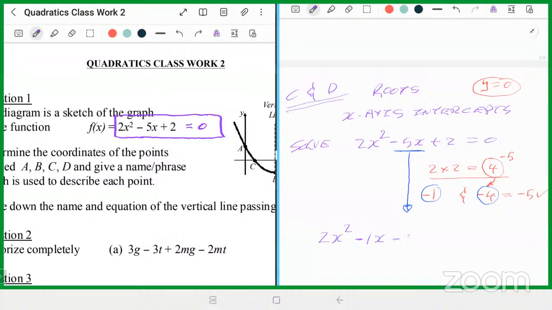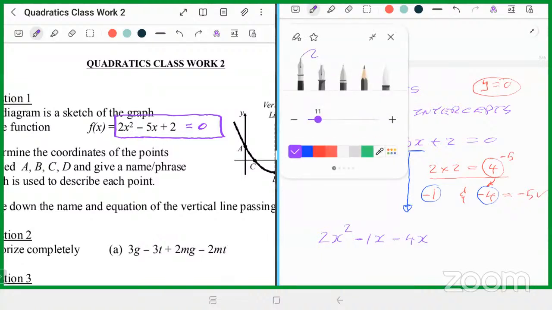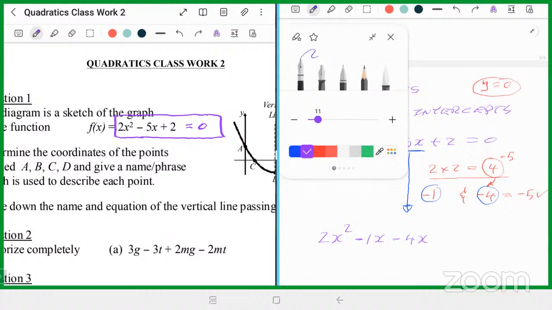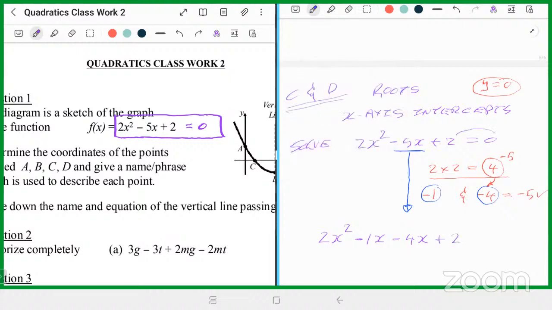So it's negative 4x. I always double check that what I split it into here would have given us back this negative 5x. Always do that check. Because negative 1x and negative 4x would have given back the negative 5x there. And then this value now comes back unchanged, that's plus 2. All right, so let's put back the plus 2 now, and all equals 0.